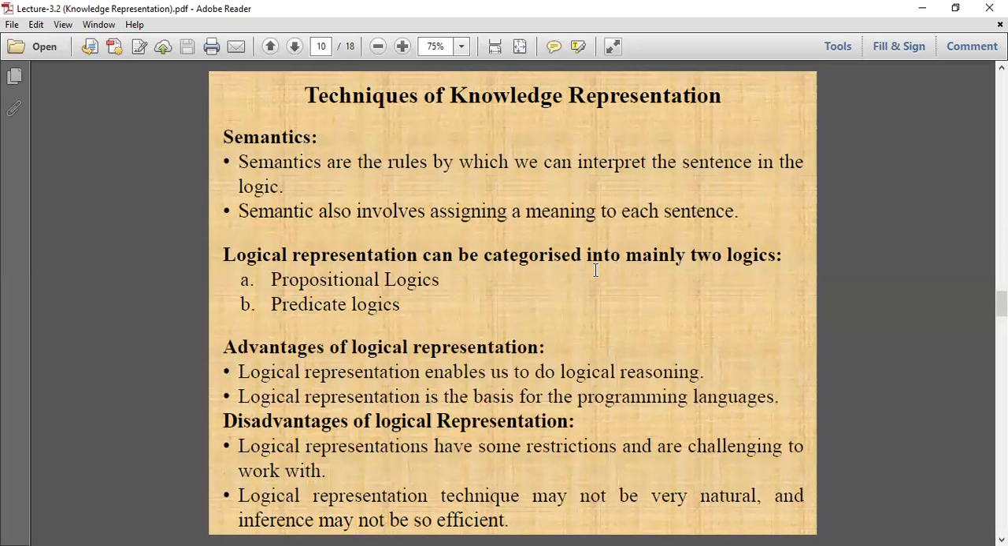What are the advantages of logical representation? Logical representation enables us to do logical reasoning. Logical representation is the basis for the programming languages. And what are the disadvantages of logical representation? Logical representation has some restrictions and is challenging to work with. Logical representation technique may not be very natural, and inference may not be so efficient.